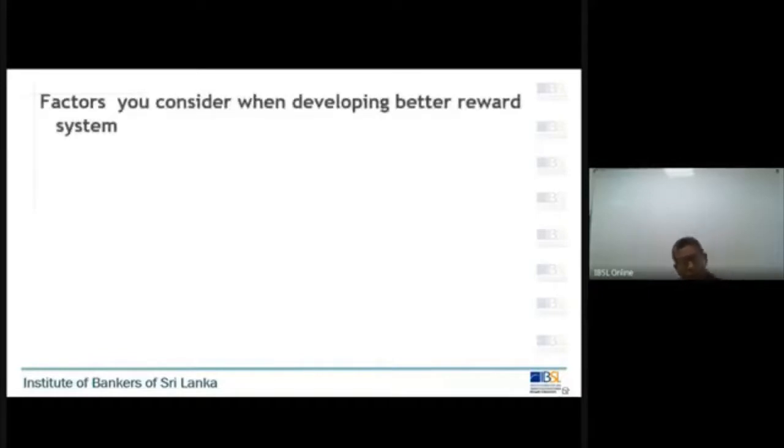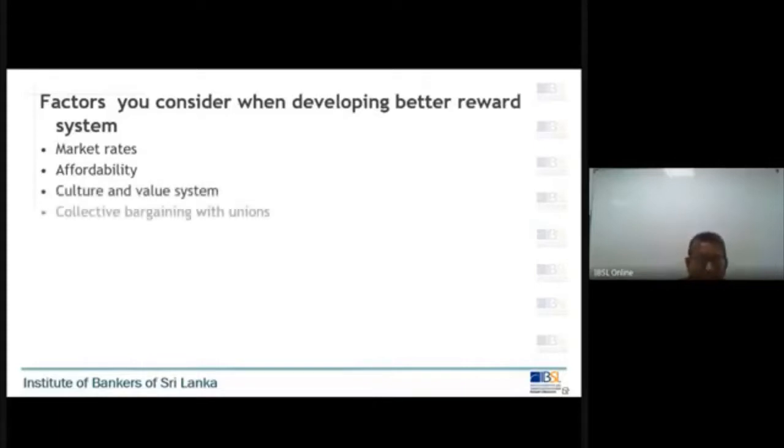Now, what are the factors you need to consider in developing a better reward system? Let's look at some factors. What are the market rates? What are the competitors giving? How affordable is it for the organization to give? The culture and value system of the organization. What is the bargaining power of the unions? Government intervention, legal provisions, cost of living.